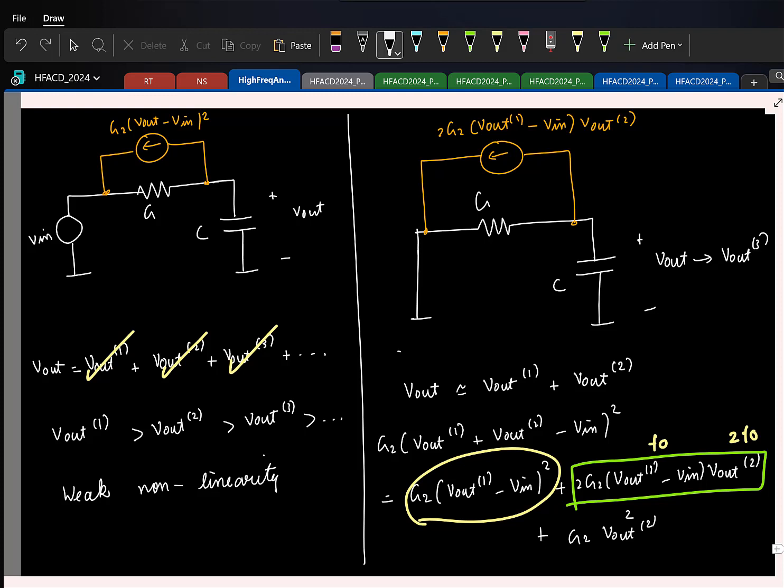Correct. So why are you writing V? Where am I writing? Oh no, that is because this source itself has V in, right? I mean, basically, don't assume that this is some voltage you are applying. This is the other signal that you are applying. This other signal also has V in component. Okay.